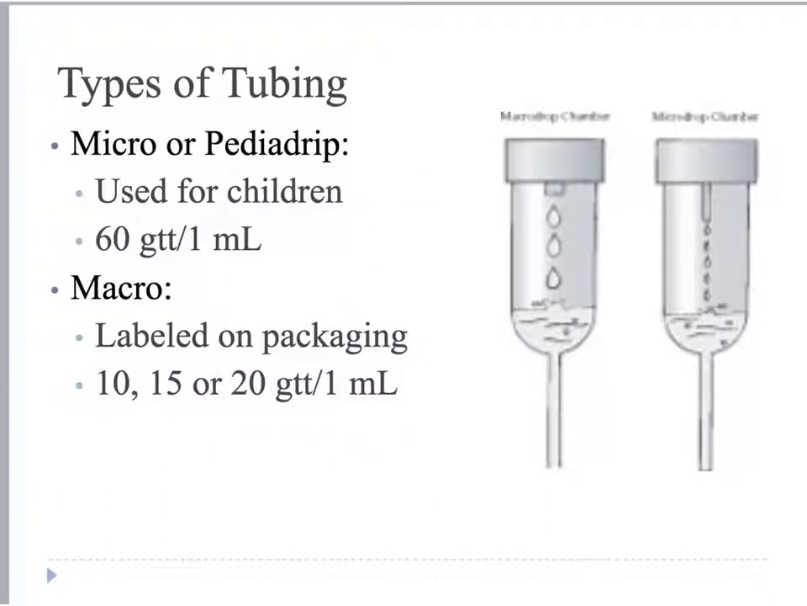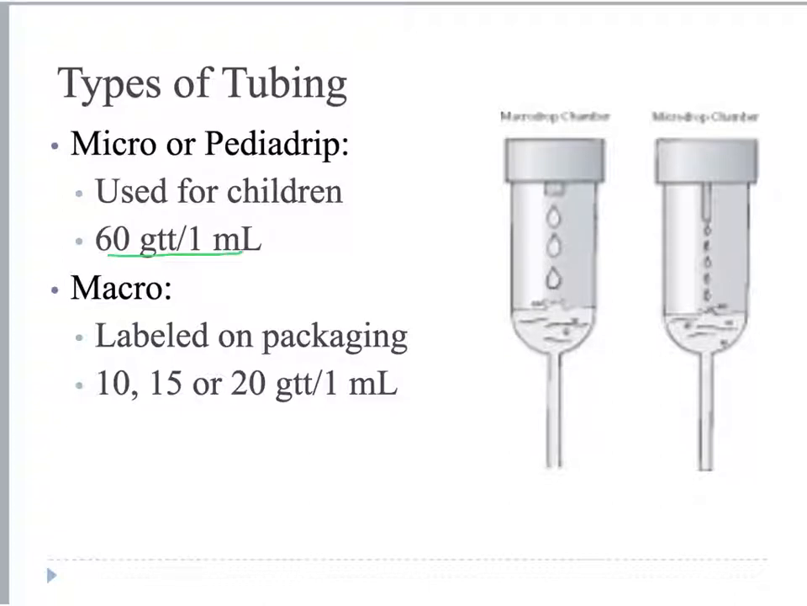When working with IVs, there are different types of tubing. So there are two different categories or two different types. The first one is microdrip or pediadrip tubing. This tubing is used for children, and there is a certain drop factor for microdrip tubing or pediadrip tubing, and that is 60 drops per 1 ml.